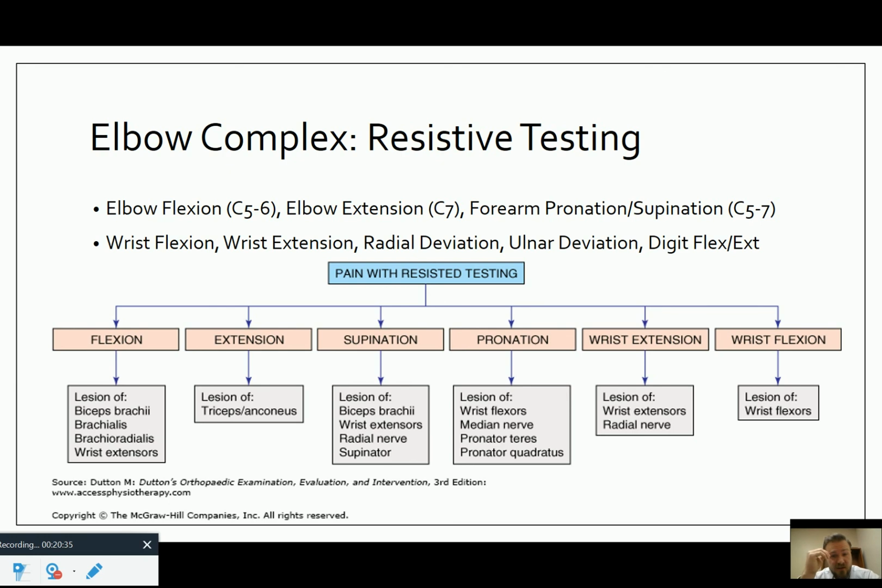But I like this chart a lot because if you do have pain or maybe weakness with resisted testing into each of these areas of forearm motion, then it might guide you in terms of your differential diagnosis into what may be a cause or source of the discomfort or weakness. Of course, if you look at flexion, that's the easiest one to look at. You have the patient in 90 degrees of elbow flexion and you ask them to resist you pushing them into extension. Well, you can infer that it might be a lesion of the biceps brachii, the brachialis, or the brachioradialis. And maybe one you don't think about much, which is a weak elbow flexor, is the wrist extensors. So just something to think about there.